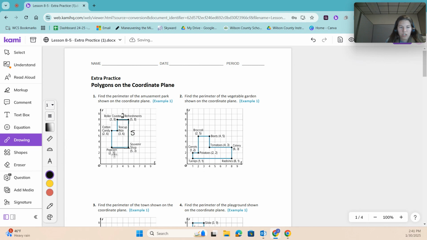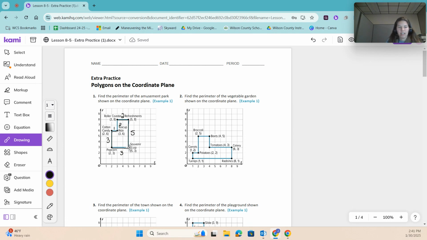From (5, 3) to (2, 3), that's 3 spaces because 5 minus 2 is 3. And then from (2, 3) to (2, 6), that's 3 spaces because 6 minus 3 is 3. Then 1 space here from (2, 6) to (3, 6). And from (3, 6) to (3, 8), we have another 2 spaces. So we're going to add all of those up.